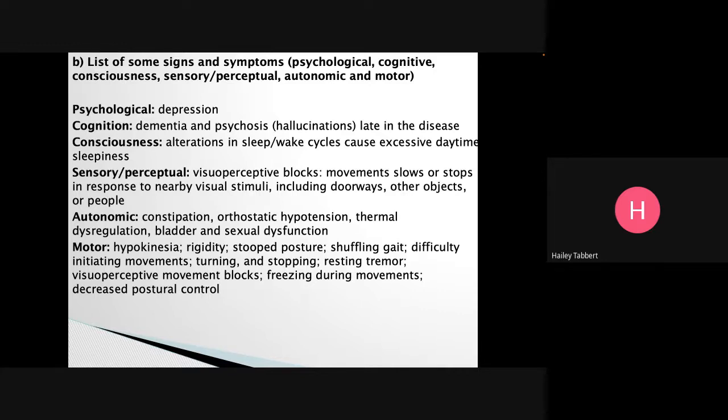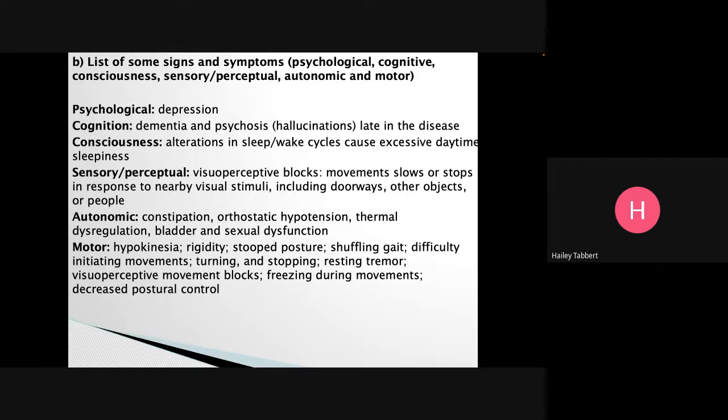In terms of the sensory or perceptual symptoms, they experience these visual perceptive blocks. So their movement slows or stops in response to nearby visual stimuli. If you were walking through a doorway and you had Parkinson's, you might see the threshold of the door and freeze there for a moment, unable to process what's going on before you can actually move through the threshold. This can happen when you encounter other objects like a shelf, or even when walking past people in a hallway or a store.